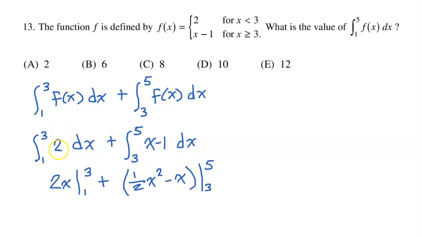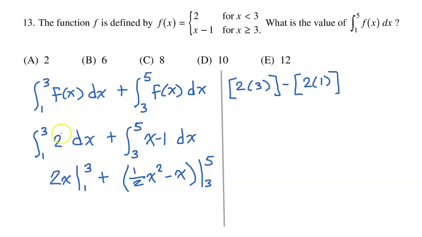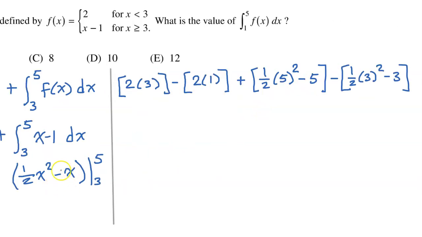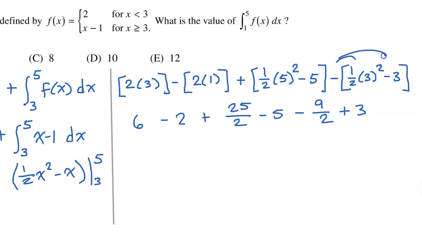The antiderivative of 2 is 2x, and here I have applied the limits of integration. Similarly, the antiderivative of x minus 1 is 1/2 x squared minus x, and here you see the limits of integration. For this first part, we have to find the value at 3 minus the value at 1. And then for the second part, we need the value at 5 minus the value at 3. Doing all of the multiplication and distributing this negative sign gives us this.